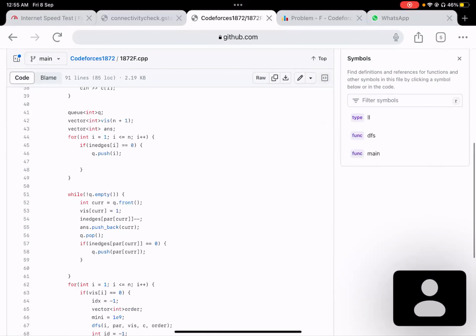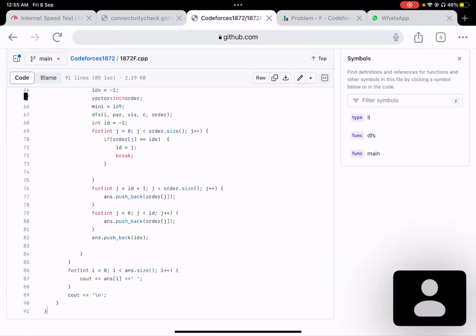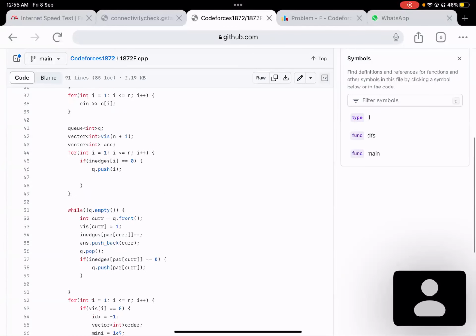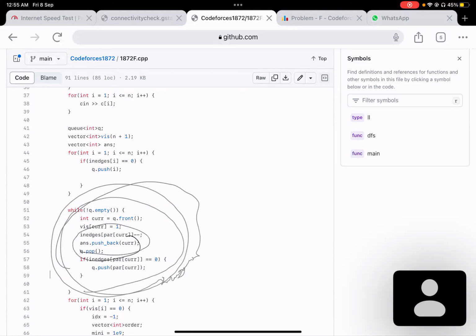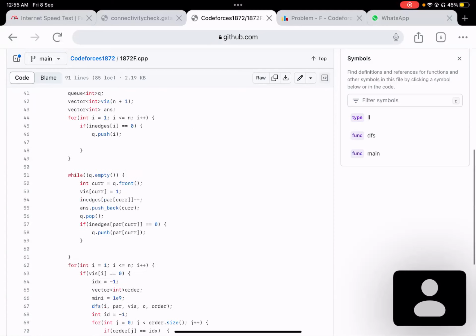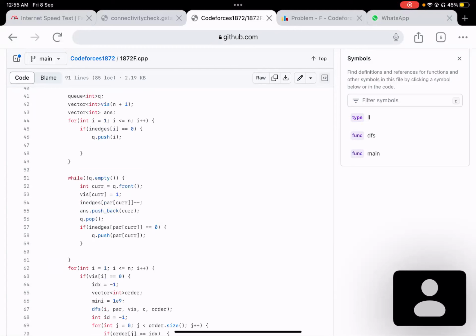Yeah. So this whole part is just a typical topological sort code only, right? And what I'm doing is I'm just visiting an element, and I'm just decreasing the indegree of its parent. And if the parent's indegree becomes equal to 0, then I'm again pushing it, and I'm also appending it to my answer. This is what I'm actually doing. And I'm also marking it as visited, so that at the end we know all those which are part of the cycle, right?